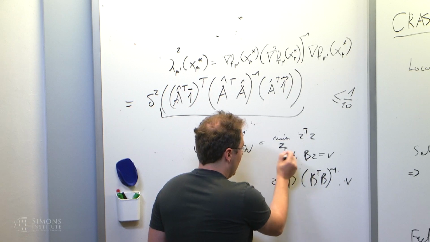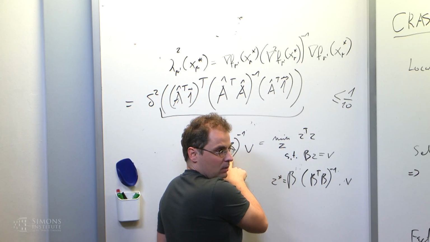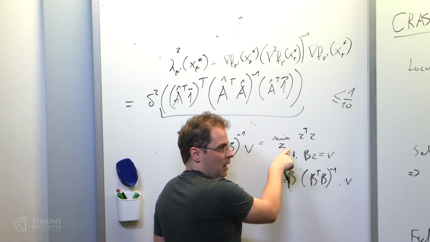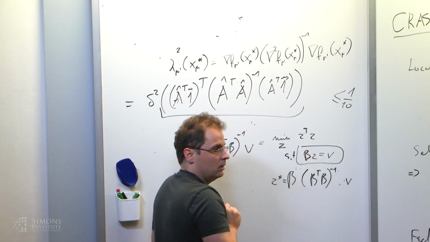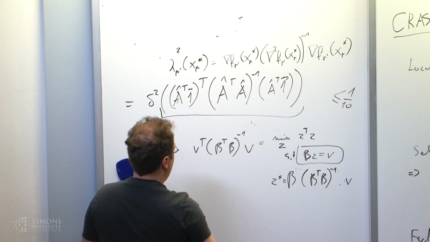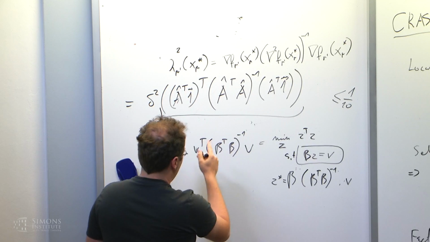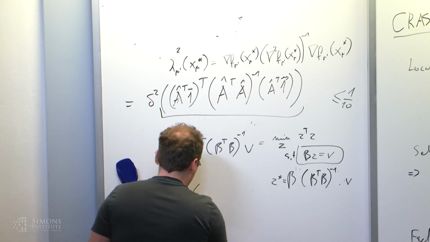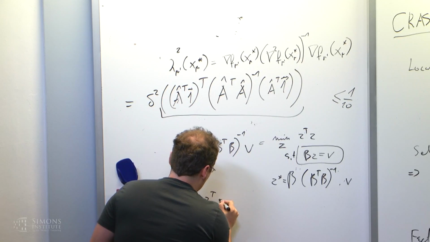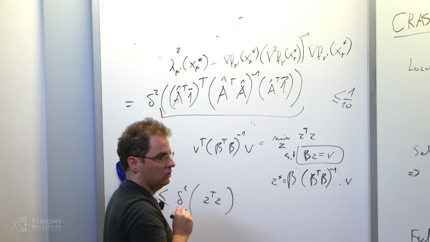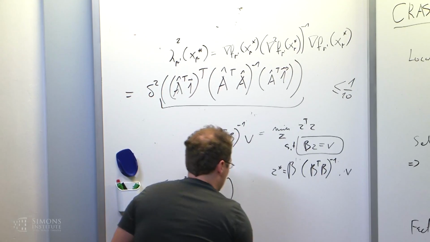But if I choose any z here, I will get an upper bound on this quantity, right? This will give me the best upper bound, but any upper bound will work as long as I satisfy this thing. So essentially, now let's apply this to our problem. So we have delta squared, and now essentially I can upper bound it by the norm of z for any z such that what has to happen?